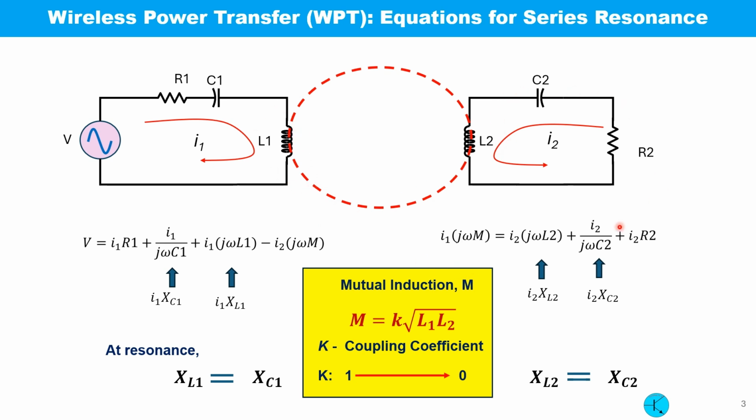And on the secondary side, you see there is no source. The induced voltage across the coil is the only source. So I1 j omega M is the voltage across the coil, and the other terms are the same as those of the primary side. There is the inductive reactance and capacitive reactance, and this is the voltage drop across the secondary circuit resistance or load resistance. And at resonance, the inductive reactance and the capacitive reactance of both the circuits are equal.